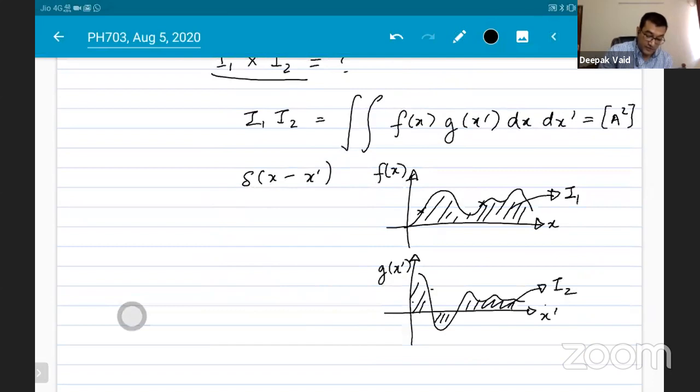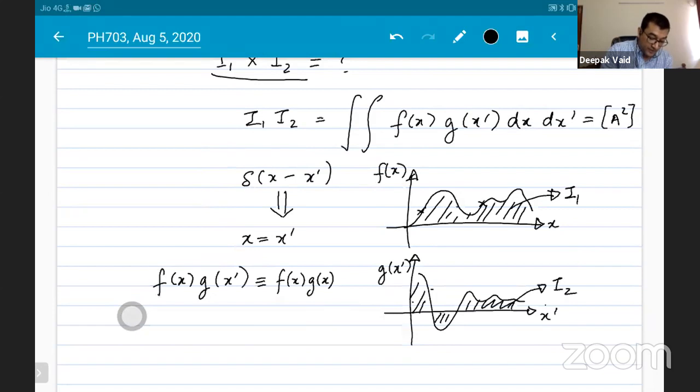What happens because of this delta function? This delta function tells me that in the integral, all of the x's have to be equal to x prime. So that means I am not multiplying f of x by g of x prime, but in fact, I'm multiplying f of x times g of x.